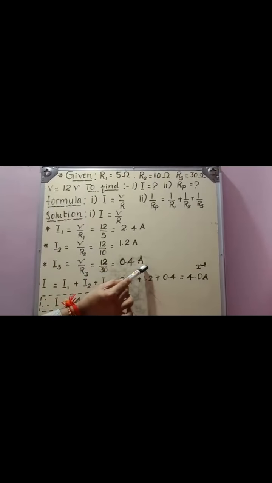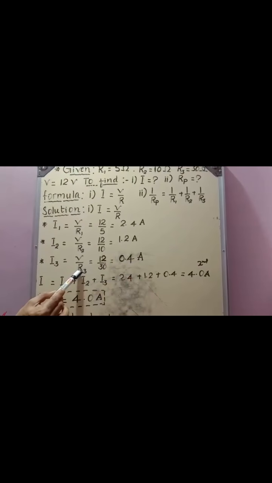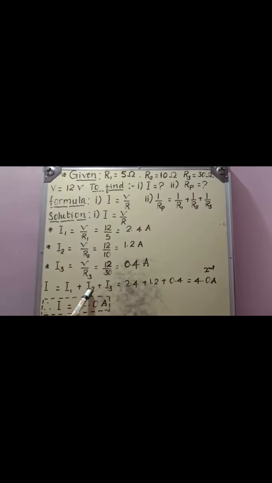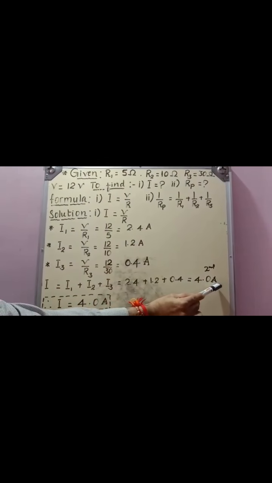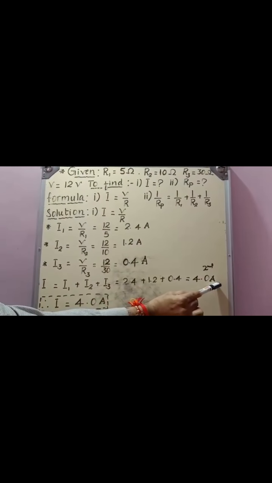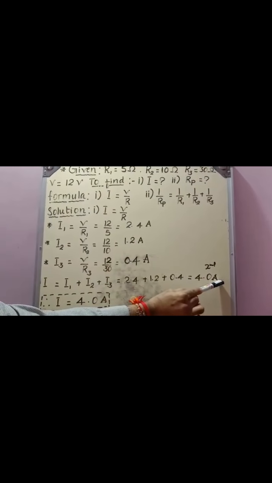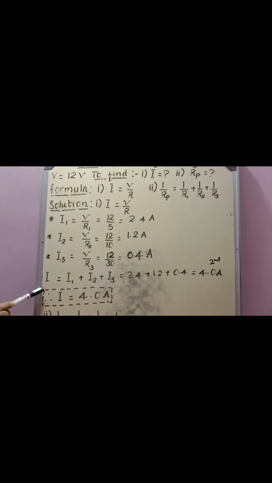0.4 ampere of current flows in R3. So total current will be equal to I1 plus I2 plus I3. So we will add all the three. That is 4.0 A. 4.0 A means 4 amperes of current flows through the circuit. So current flowing in the entire circuit is 4 ampere.